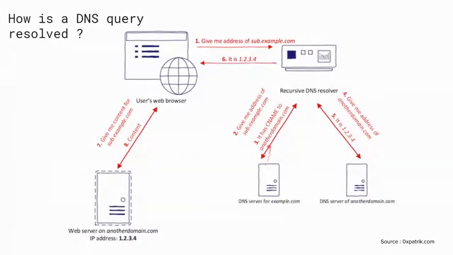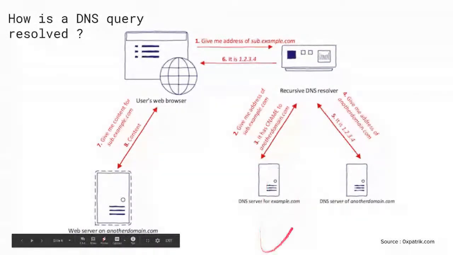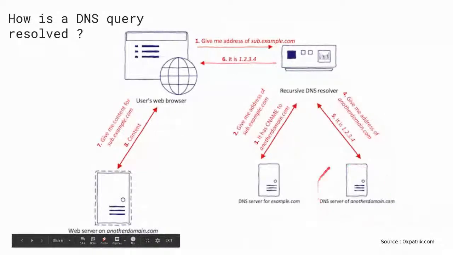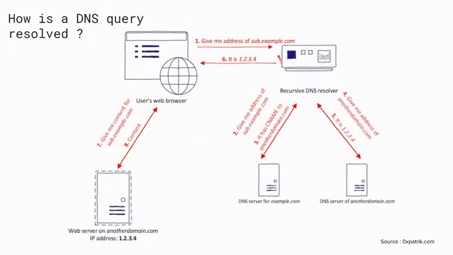The recursive DNS server says, yes, it has, and that is another domain.com. Now it will again ask, give me the address of another domain.com. Now this particular another domain.com DNS resolver will give its IP, which will in turn be sent to your browser, and it will be cached there. So whenever you go to sub.example.com, you'll be resolved to this particular IP, that is 1.2.3.4.